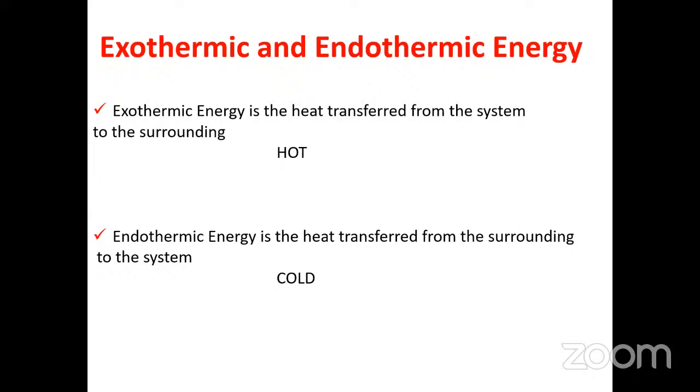Whereas endothermic energy is the heat transferred from the surrounding to the system. So the heat is leaving the surrounding and going into the system. If you touch the surrounding, it will be cold. That is the difference. Exothermic, exo going out, endo coming in.